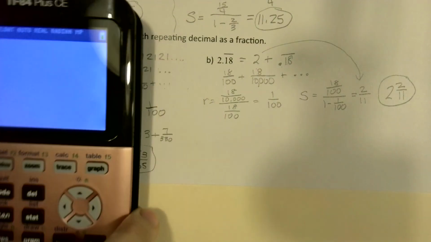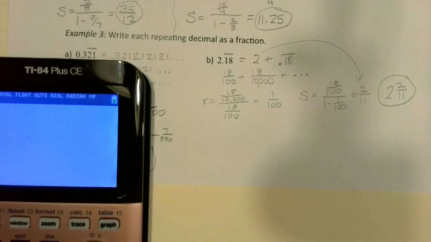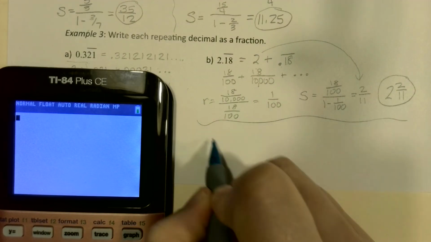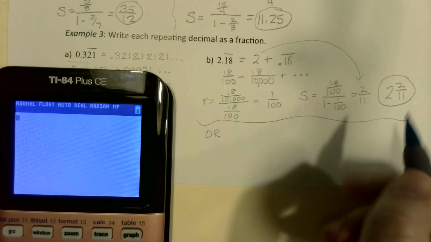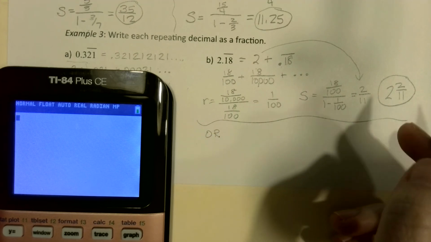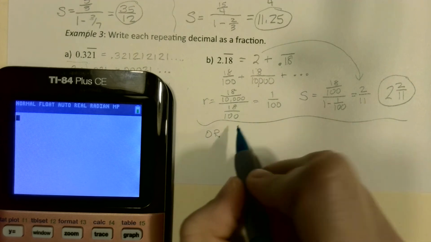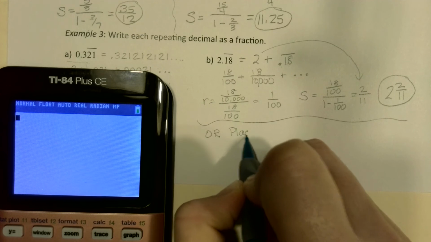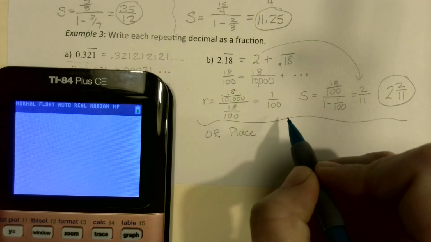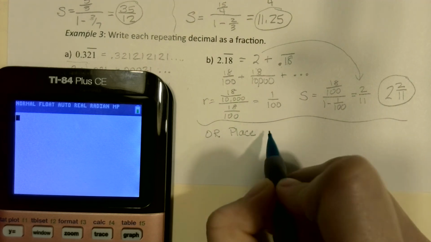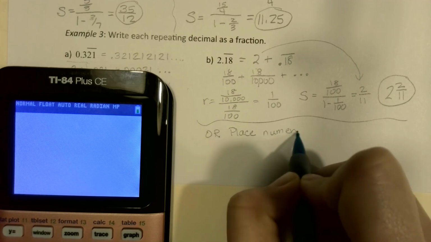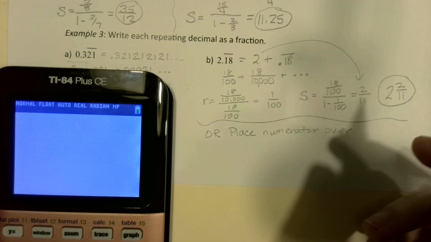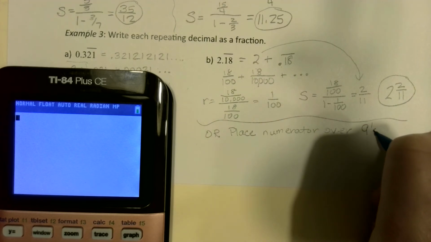Now you may remember the other method that we used to do, which just assumes the entirety of this process. That was the algebraic method, which we've done before. You put the numerator over 9's. Let's just say that.